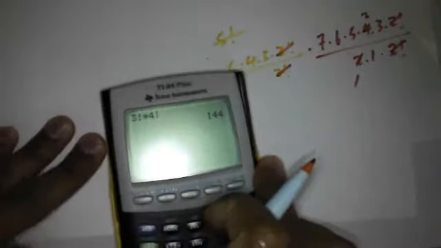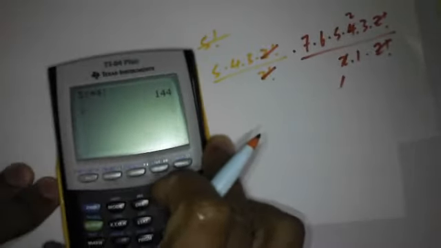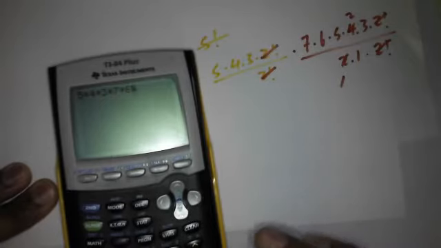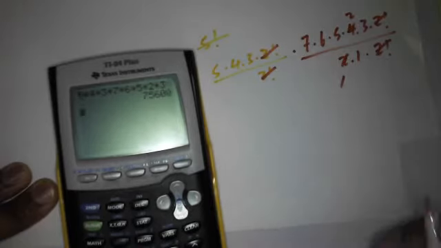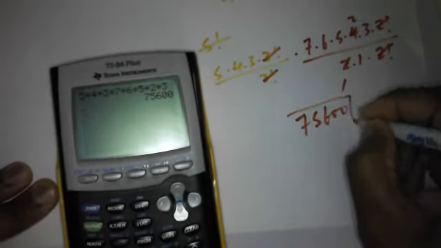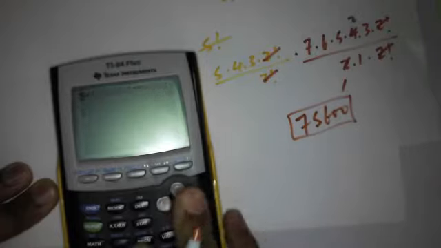So I could say now, I could say here 5 times 4 times 3 times 7 times 6 times 5 times 2 times 3, and that would give me 75,600. So there are 75,600 ways the word mathematics can be arranged such that the consonants come together.